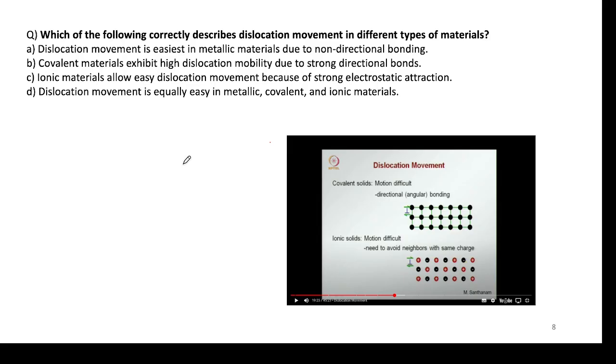The hint is given in the picture. Here you can see the covalent solid, where some directional bonds are shown, and in ionic solids, different types of charged particles are shown. This is the hint for the answer. Try to guess what the answer is.